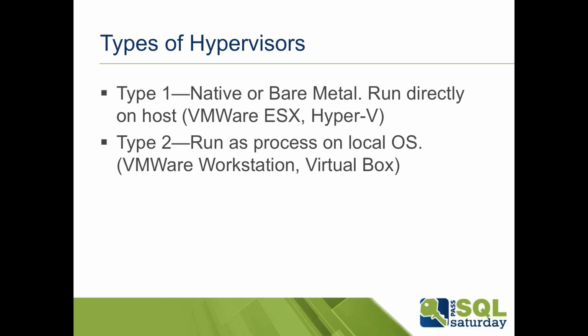There are 2 types of hypervisors, and this is where they are going to be very different. Type 1 hypervisors are native. You install your hypervisor before you do anything else, and this is the case with VMware ESX, which is a Linux-based hypervisor, and Hyper-V, which is a Windows-based hypervisor. Type 2 runs as a process under a local operating system. I'm presenting to you from a MacBook right now. I have VMware Fusion, which is the Mac version of VMware Workstation, and VirtualBox is a very similar product. These are both things you install on your operating system after the fact.